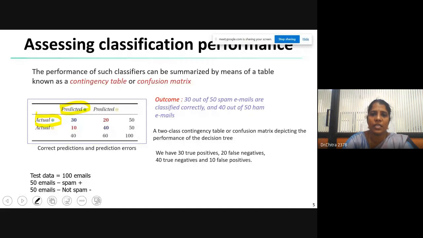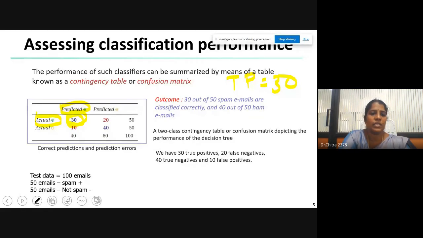It's not necessary that all the classes are predicted the same. Sometimes there is a deviation also. We are going to find how much the classifier has deviated from the output. So actually positive values that are also predicted as positive are called true positive. In this contingency matrix or confusion matrix, true positive equals 30. So this is the true positive value.